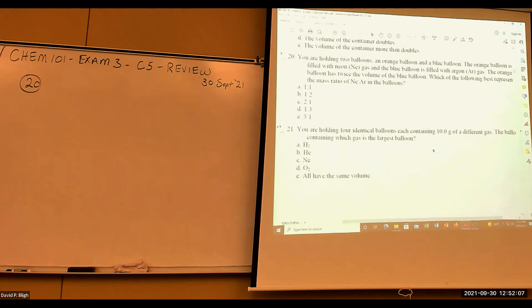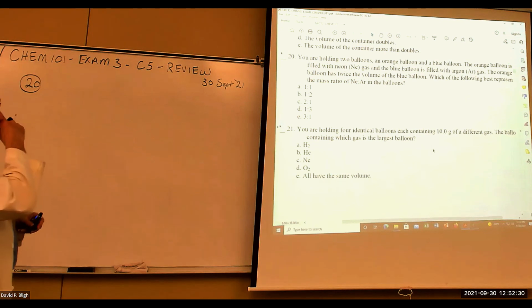there. So you're holding two balloons, an orange and a blue balloon. Does the color matter? Probably not. The orange balloon is filled with neon. The blue balloon is filled with argon. The orange balloon has twice the volume of the blue balloon. Which of the following best represents the mass ratio of neon to argon?